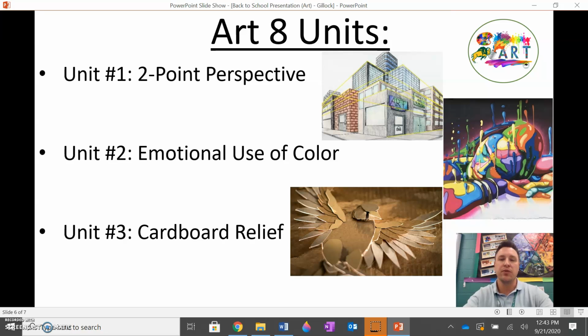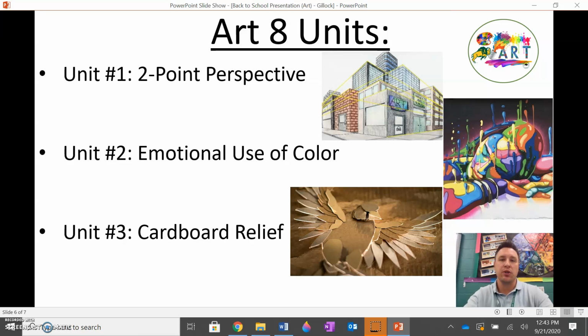Unit 2 is the emotional use of color. This is a pretty fun project where the students get to draw really any kind of imagery, any kind of scene they want, but they're going to color it in an abstract way that evokes some kind of emotion from the viewer. So whether it represents happiness or sadness or something in between, the way that they color it will project that certain emotion. And lastly, Unit 3, the cardboard relief.